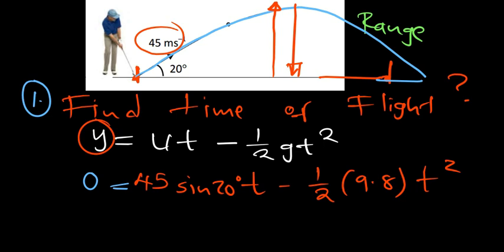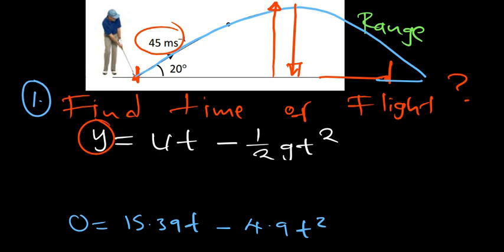So 0 is equal to, and then what do we have? So 45 sine 20, that's giving me 15.39 t, and then half of 9.8 is 4.9, so t squared.